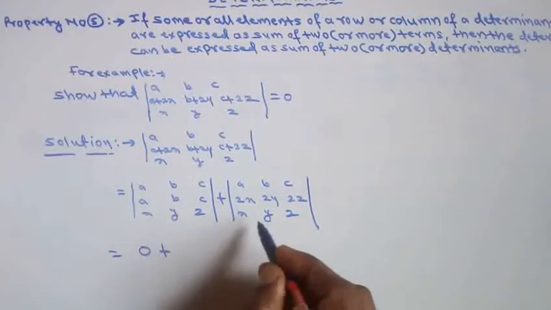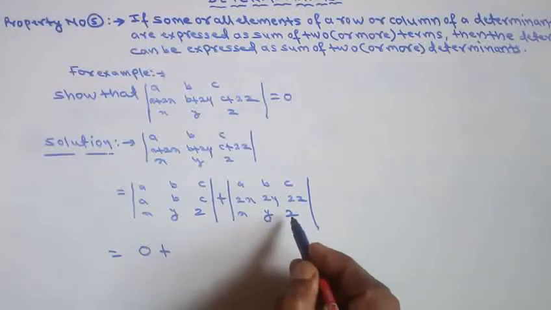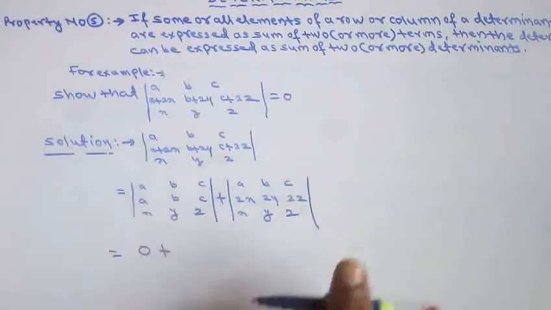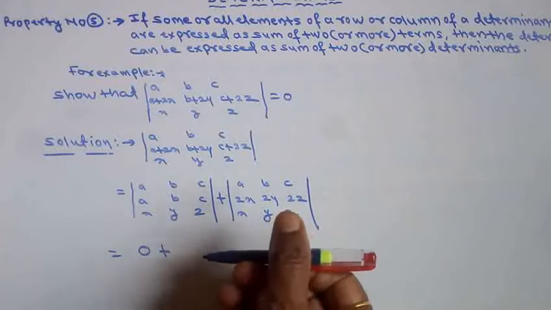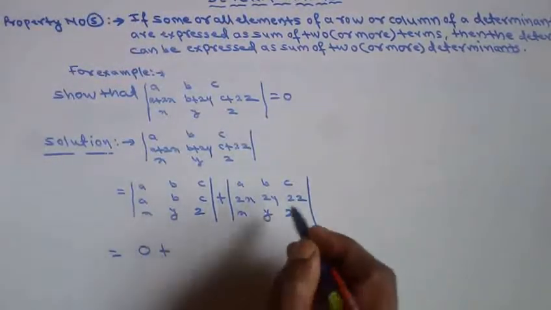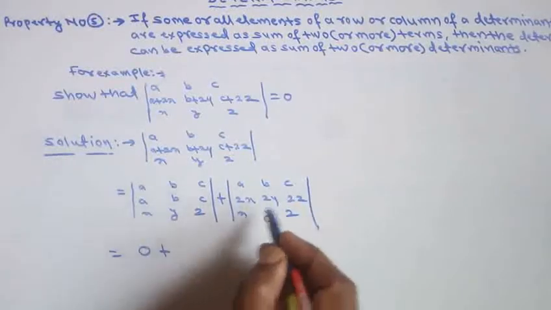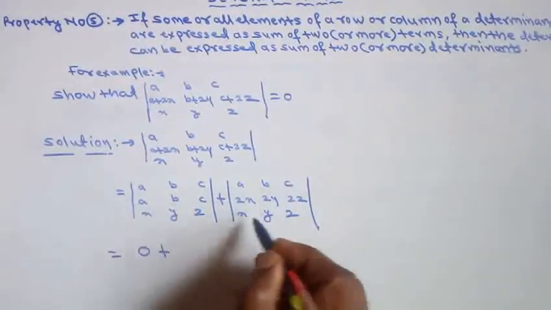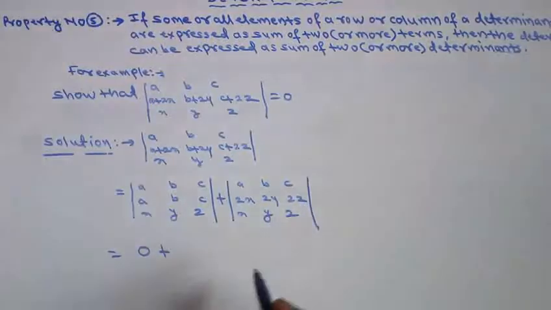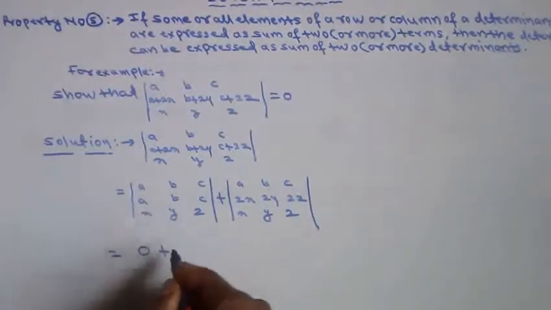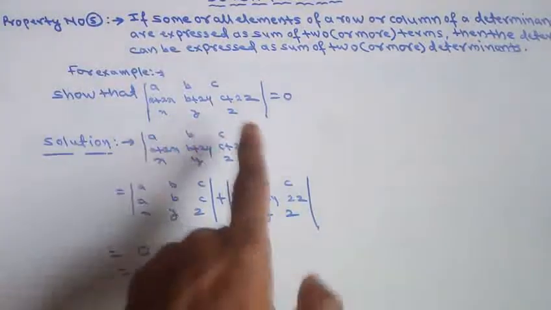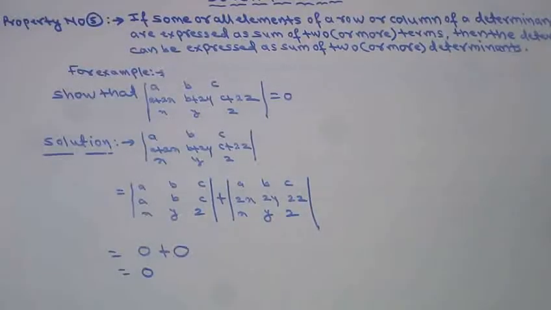And here also the third row is x, y, z, whereas the second row is 2x, 2y, 2z, meaning the second row is proportional to the corresponding elements of the third row. Therefore this value also becomes 0, because if we take 2 as common, this is x, y, z and this becomes x, y, z. So R2 and R3 become identical, therefore the value of this determinant becomes 0. Therefore the complete value of this determinant is 0.